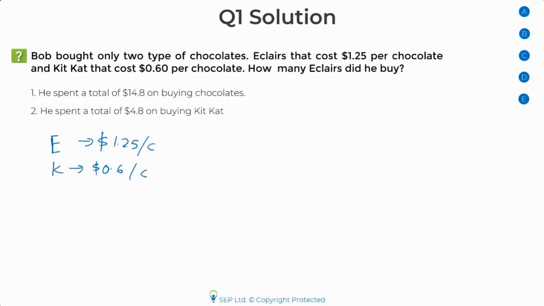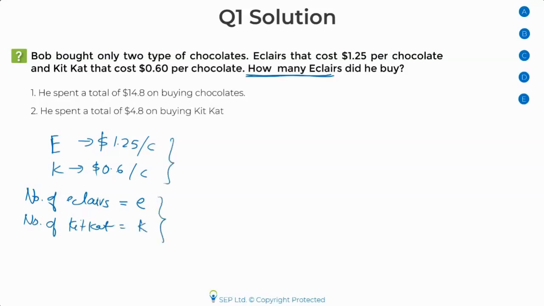Or you would be given the quantity and you might be asked about the cost. In such scenarios, I take up a variable. I simply say, okay, I need to find how many eclairs. That's my unknown entity. So let me assume that the number of eclairs is, say, small e. In the same way, you can say the number of Kit Kats is small k. And these are your costs. Please keep in mind, this is cost. This is the number, actually the quantity.